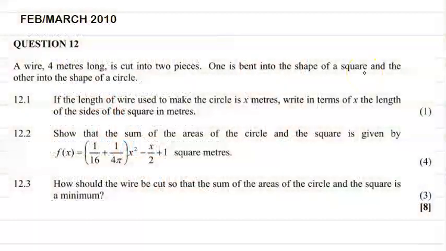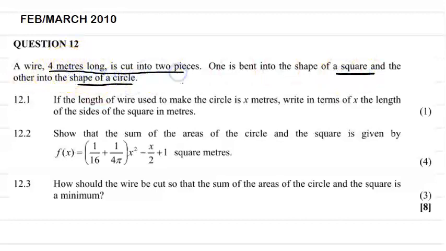Let's read the question. It says, in question 12, a wire 4 meters long is cut into two pieces. One is bent into the shape of a square and the other into the shape of a circle. So the length of this wire is 4 meters long and it's cut into two pieces. If the length of the wire used to make the circle is x meters, write in terms of x, the length of the sides of the square in meters. Okay, so let us work that out.